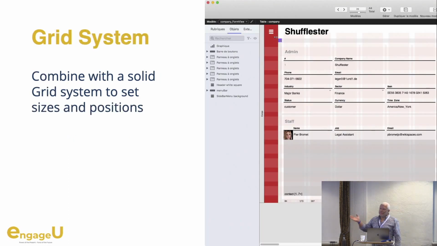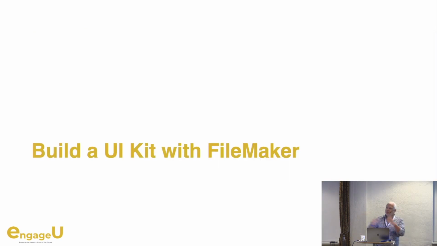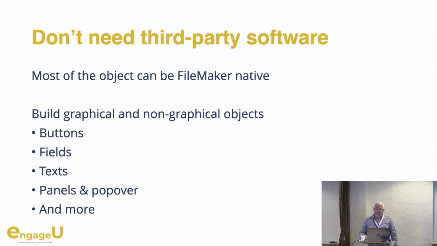You know that I'm a longtime advocate of the grid system, and I think that using a UI kit and a grid system solves 99% of the problems. The grid system helps you decide the size and the position of every object. As soon as you have a library of these objects, you solve most of the problem. So this is the way I intend to work now.